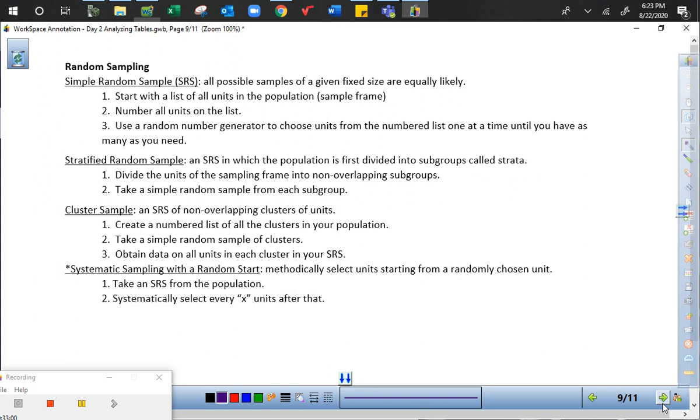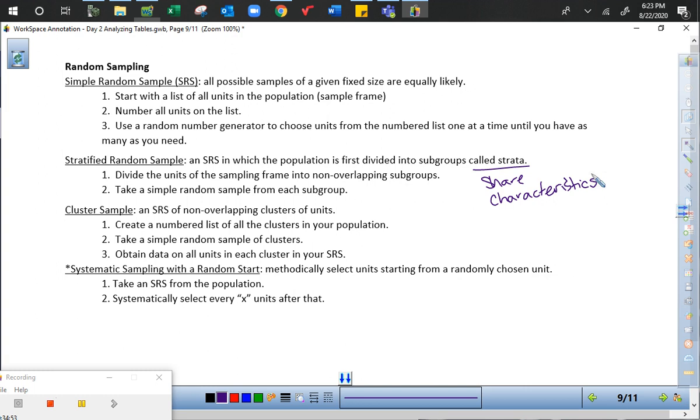A stratified random sample is an SRS, so it's still a simple random sample, but before you number them, you first divide the group into subgroups that are called strata. That's why it's called stratified random sample. Okay, so these have to be non-overlapping subgroups, and when you're talking about stratifying, they share characteristics. So we're going to group people and then choose some from each group.